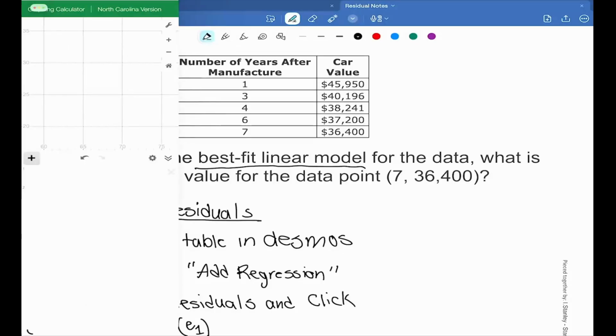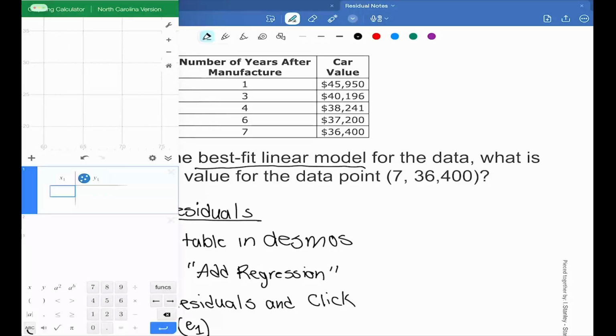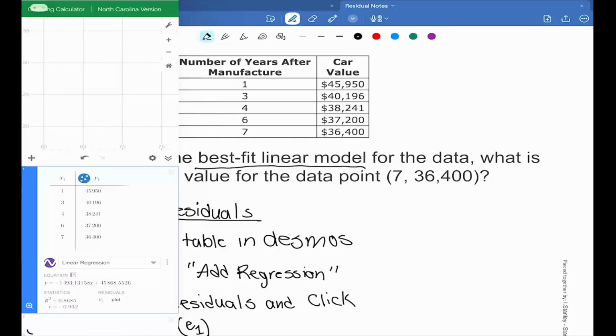So going to Desmos with the plus sign, table, fill in our table. So we have 1, 3, 4, 6, and 7. And we have 45,950. We got 40,196. 38,241. 37,200, and 36,400. Now we hit add regression. It's already on linear regression. Then we look for the word residuals in the list of data, E1, and there's the word plot. Click that. All of our E1 values will pop up.